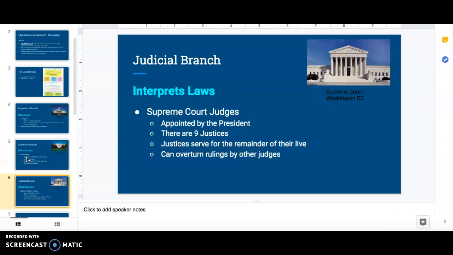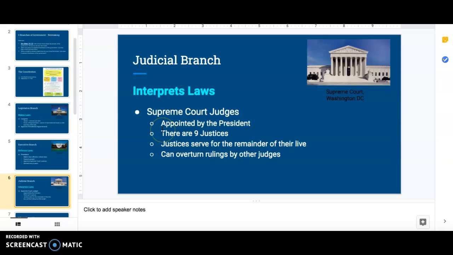Then we have the judicial branch, where our courts are. These are our courts, judges, lawyers, prosecutors. They all operate within the judicial branch. They interpret the laws. What that means is they decide whether laws are constitutional or unconstitutional. Another way to say that is they decide whether laws are within the law or whether laws break the law. Another way to say that is the judicial branch decides whether laws are fair for everybody or unfair for everybody.